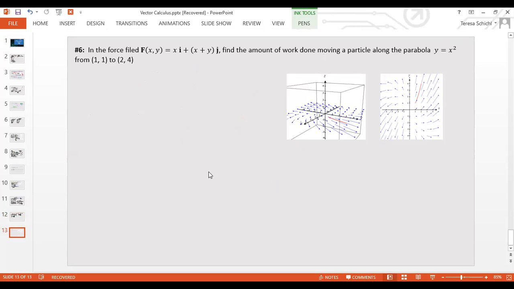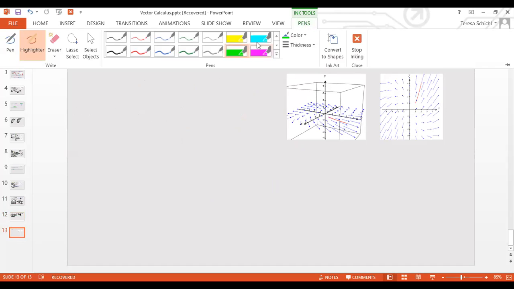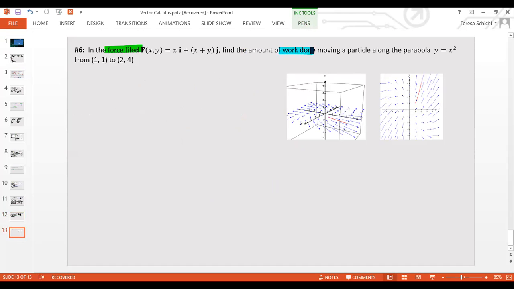In the last problem, I have a force field, and it's equal to x plus y j here. I want to find the amount of work done. So this is a physics application. I'm moving a particle along the parabola y equal to x squared from (1, 1) to (2, 4). So what I did here, I show you what it is.